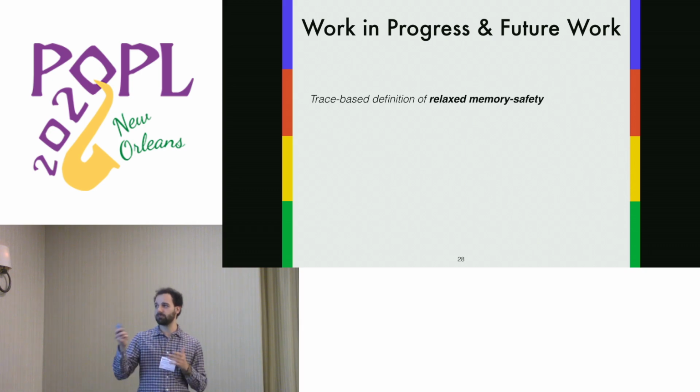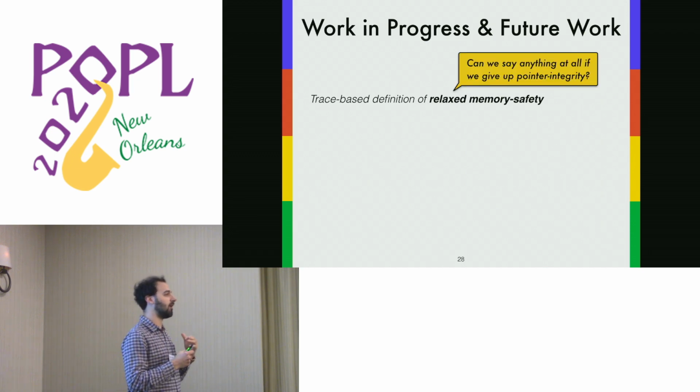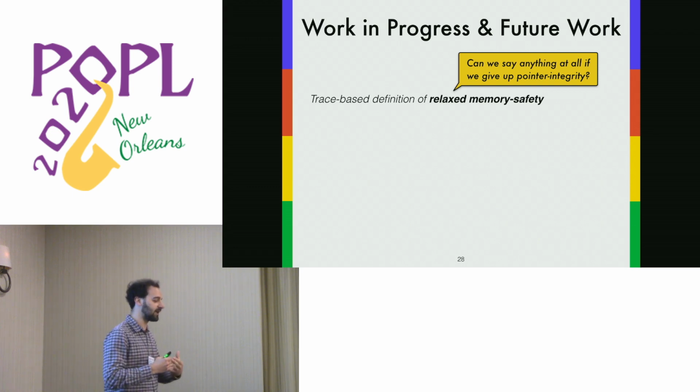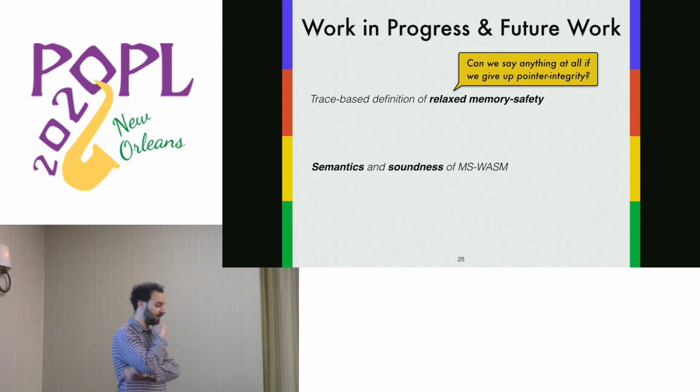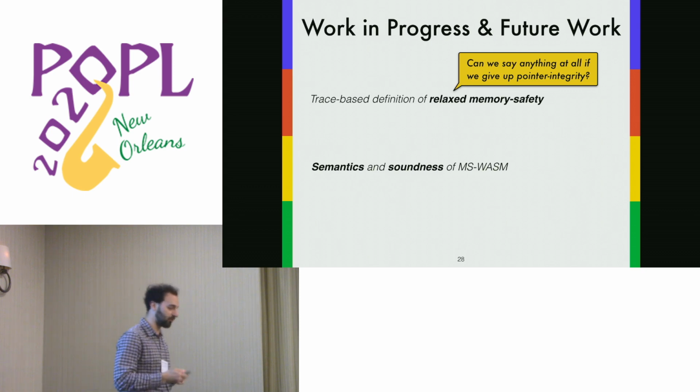We're still working on our trace-based definition of relaxed memory safety, and in particular, we are curious about whether we can say anything at all about memory safety if we give up pointer integrity. So is pointer integrity somehow special in that? The next step in our work would be to actually model the semantics of MS-Wasm and prove it sound with respect to our trace-based memory safety property.